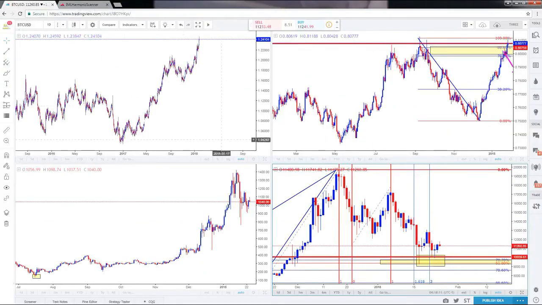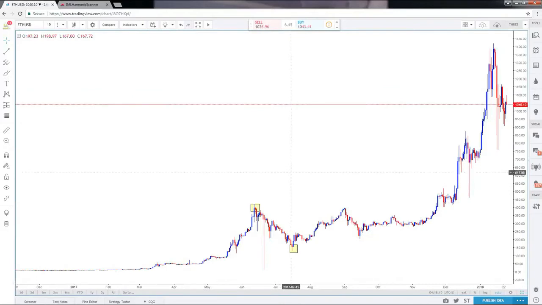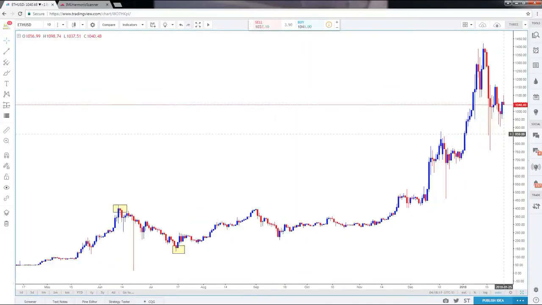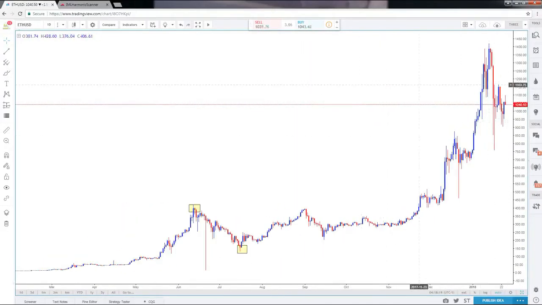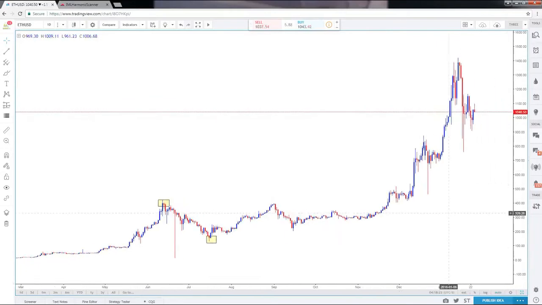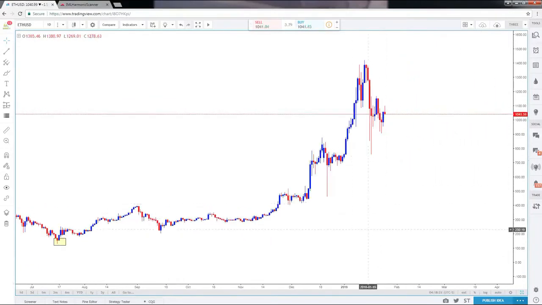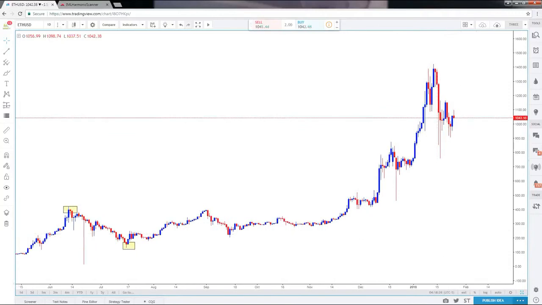Let's take a look at Ethereum real quick. Ethereum's been basically just consolidating off that huge run up that it had. So this is normal, what you're seeing here. Forget those spikes. This is normal, what you're seeing.